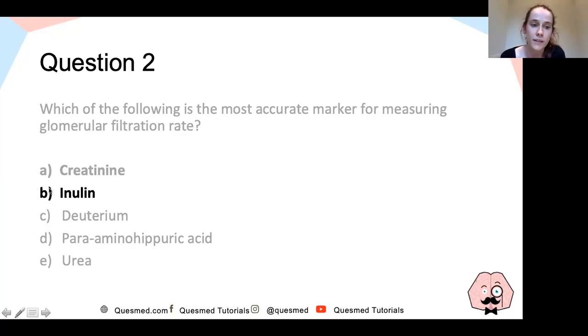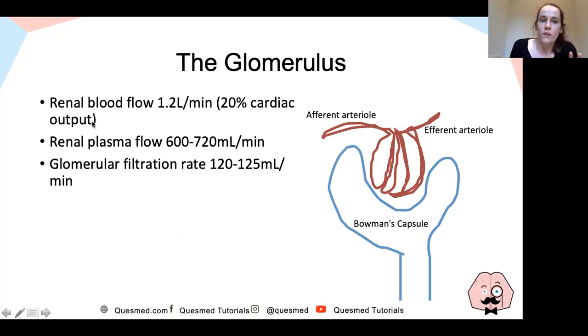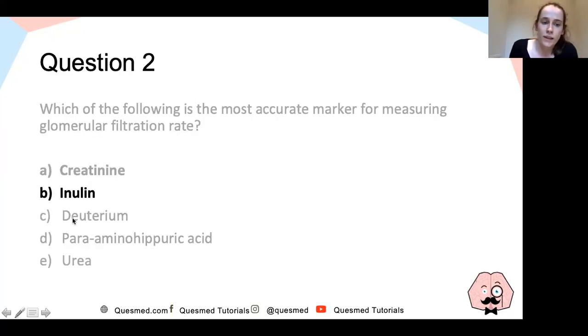The answer, inulin. So inulin is a structure found in plants. It's not something that we produce ourselves, so it has to be given as a constant infusion, and inulin is the ideal marker. So we'll move on to that in a second. Deuterium, that is heavy water. So that's where one of the atoms in water is an isotope, and so it's a heavier version of water, and that is used to measure total body water.